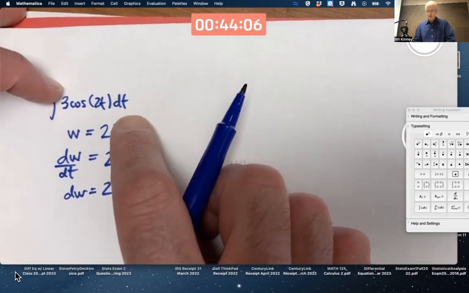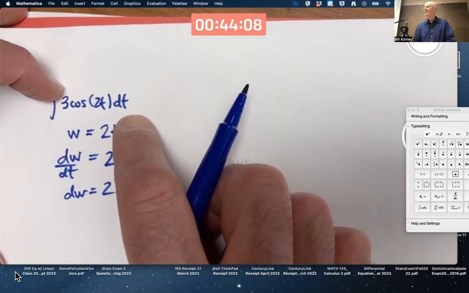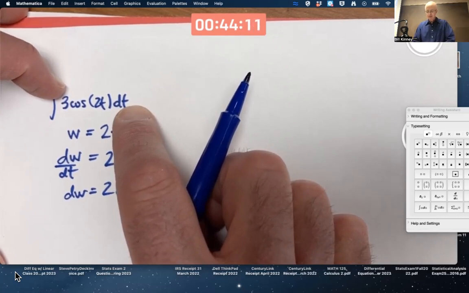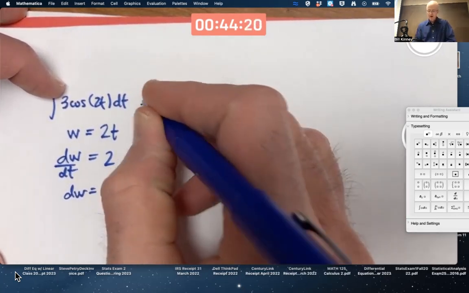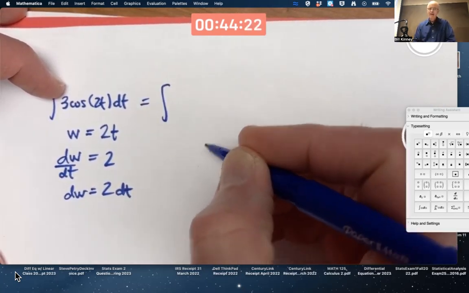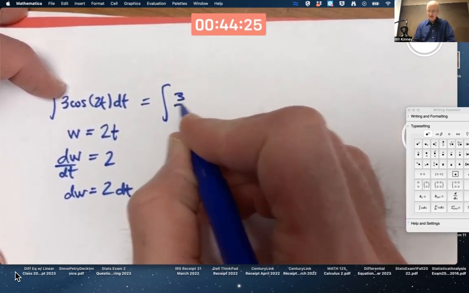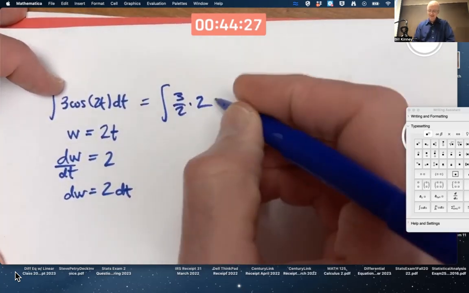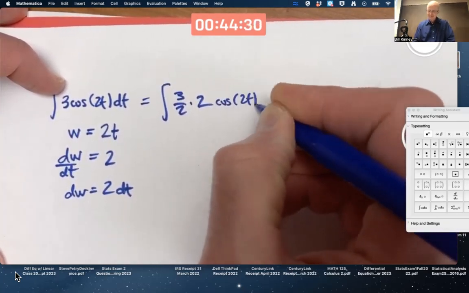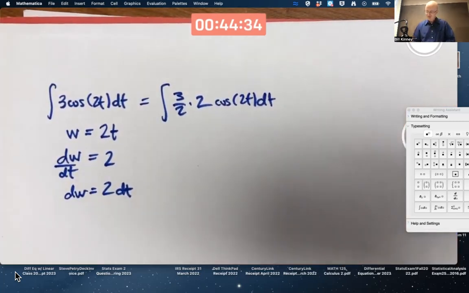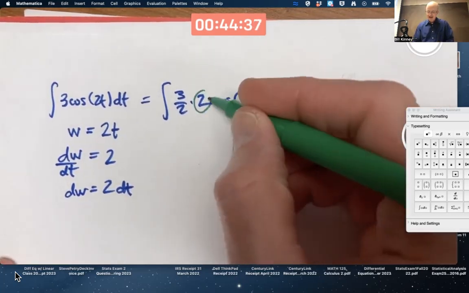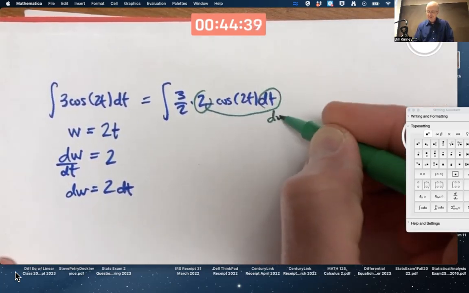If this 3 were a plain 2, then 3 dt effectively would be replaced by dw. Now it's not a 2, it's a 3. So how do I deal with that in this method? There are 2 ways. One way is you can do a little trick. Write 3 as 3/2 times 2. Make there be a 2 in there. And then once you've done that, 2 dt will be the same as dw.